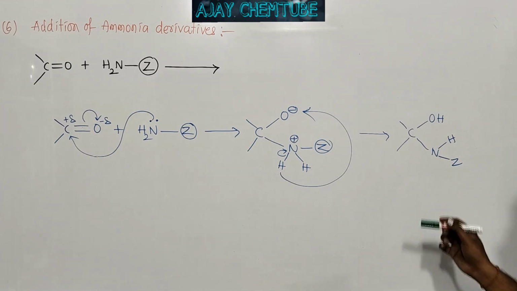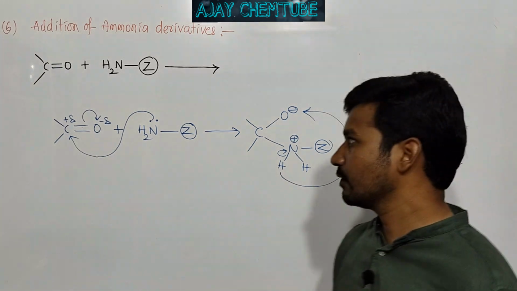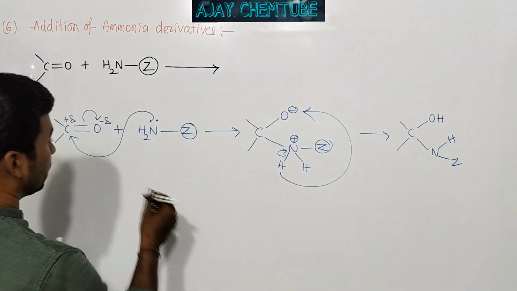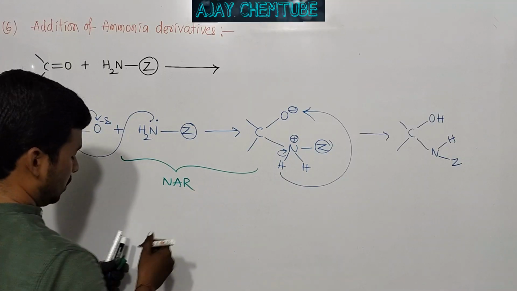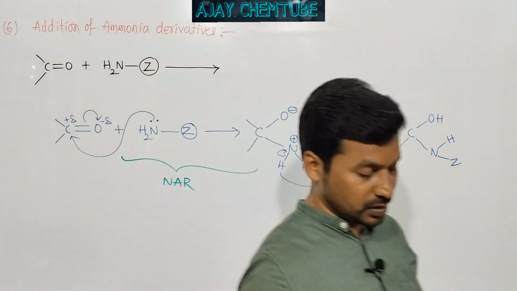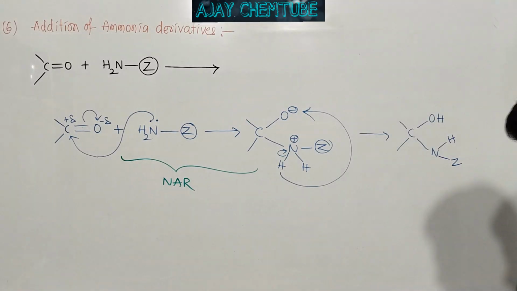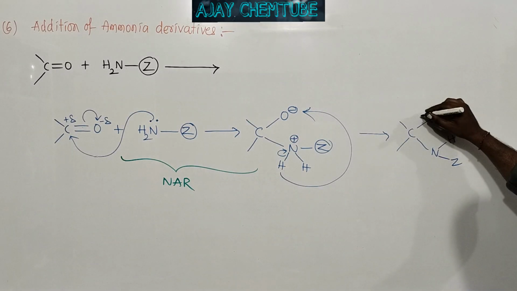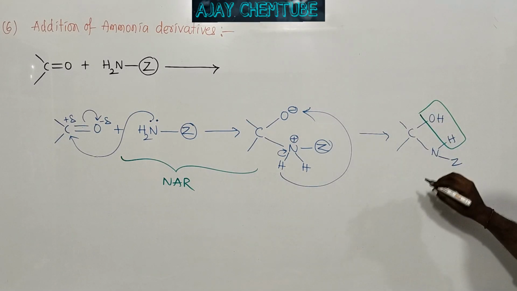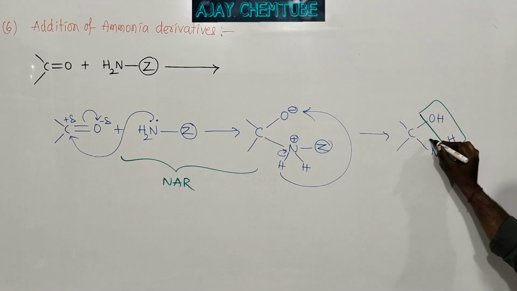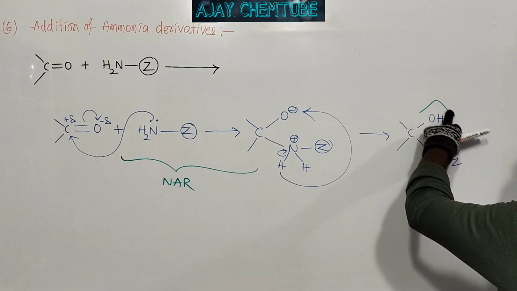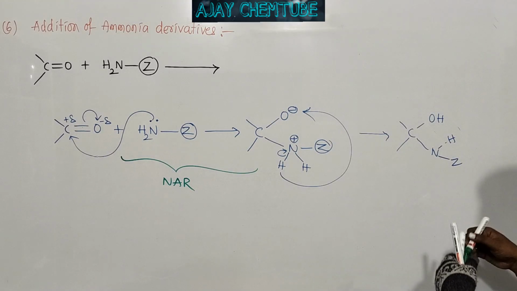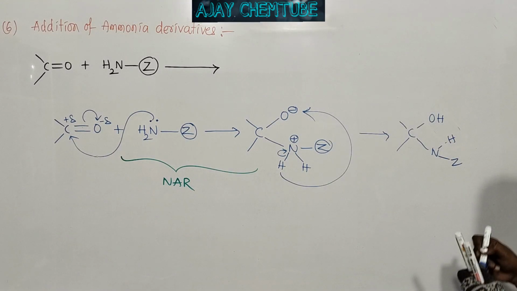So until here, this is a nucleophilic addition reaction. Now I am going to write the elimination. How does elimination take place? These two are eliminated. This bond shifted here, and it goes away like this. How will you write? I will write like this.